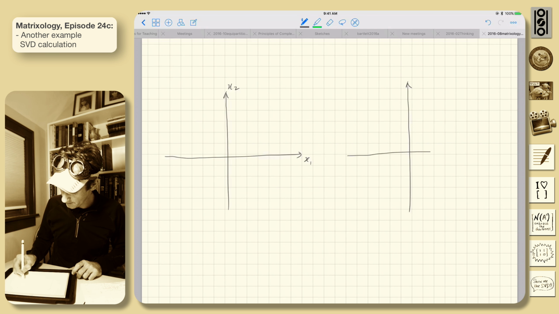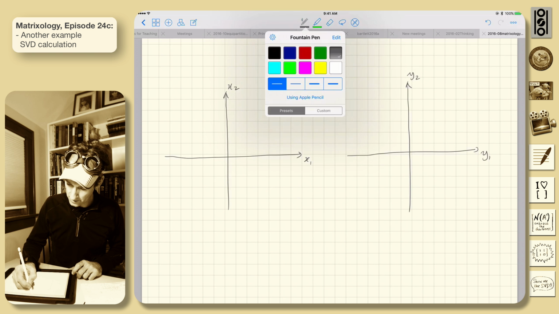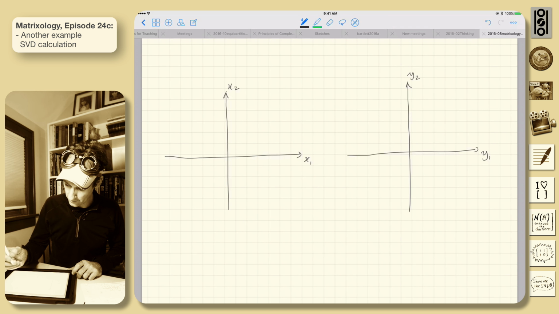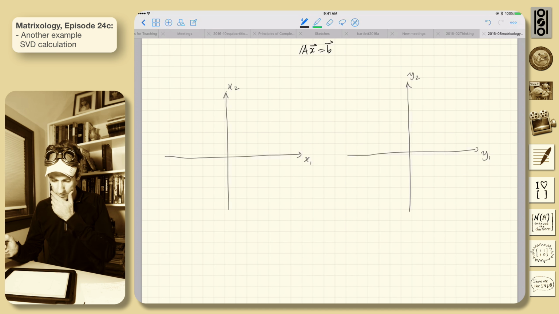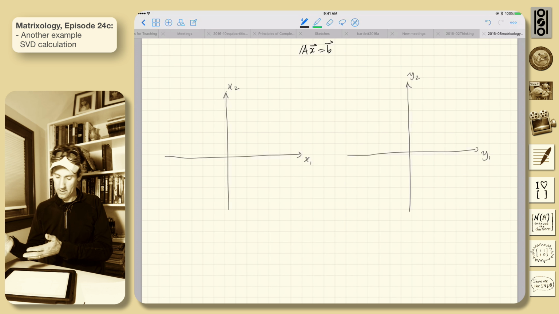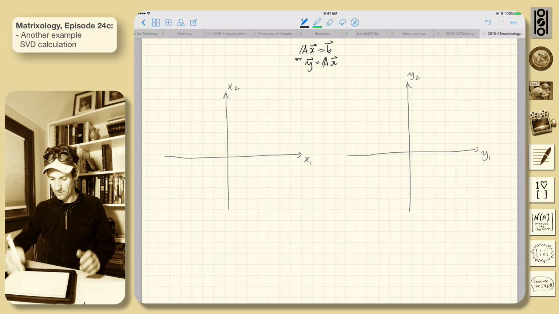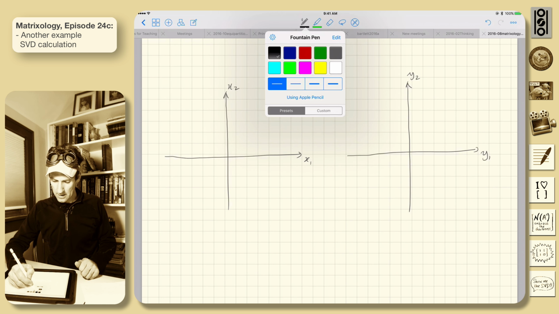This is where the x's live, the y's live over here. So this is, if you like, ax equals b. It's our ax equals b kind of problem that we're trying to solve. Or we could just think about y equals a times x. Different things that we're playing around with.